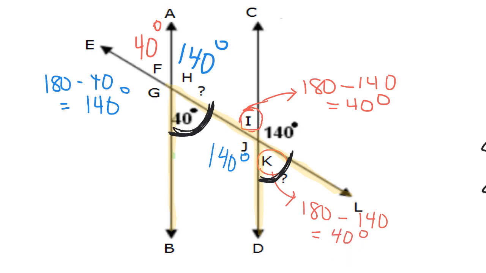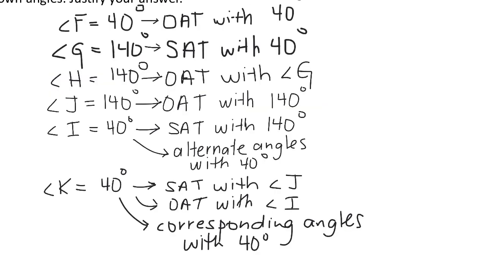So not only could you use the supplementary angle theorem, you could also use the opposite angle theorem, or you could also use the corresponding angle theorem. So to close off our list, we can say that angle K is 40 degrees, and there were 3 different reasons that you could possibly give. You could say supplementary angles, for example, with angle J. It could have been the opposite angle theorem with angle I, or you could say that there were corresponding angles between K and that marked 40-degree angle.